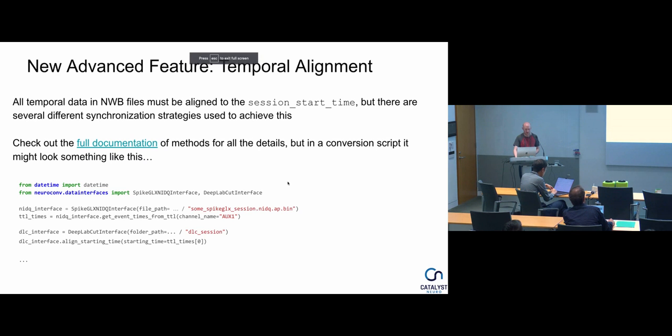I think DeepLabCut actually takes a file path, not a folder, because it works out of H5 files nowadays. But the logic is the same. You'd initialize your DeepLabCut interface by pointing it at your DeepLabCut session, and then you would perform the temporal alignment in a NeuroConv script by calling the method align_starting_time on the DLC interface, specifying your starting time as the very first TTL time that was parsed from that NIDAQ channel.